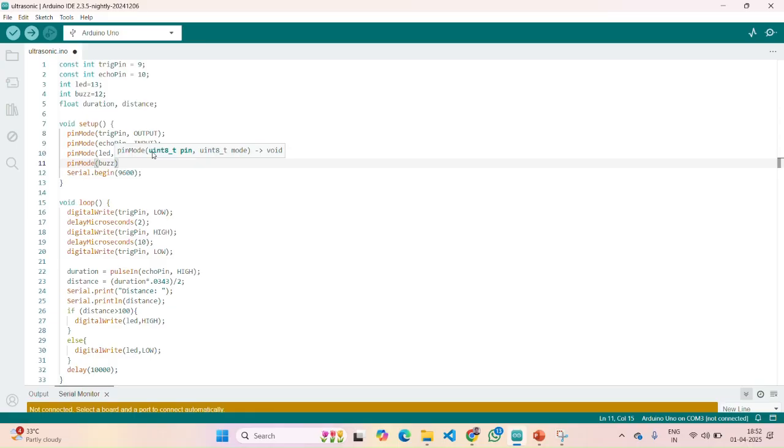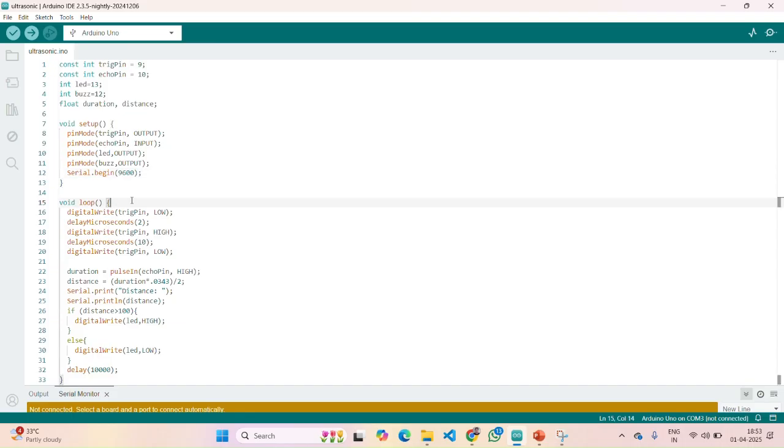pinMode of buzzer, comma, OUTPUT. Yes, this is the step for starting the serial monitor: Serial.begin at 9600 baud value.